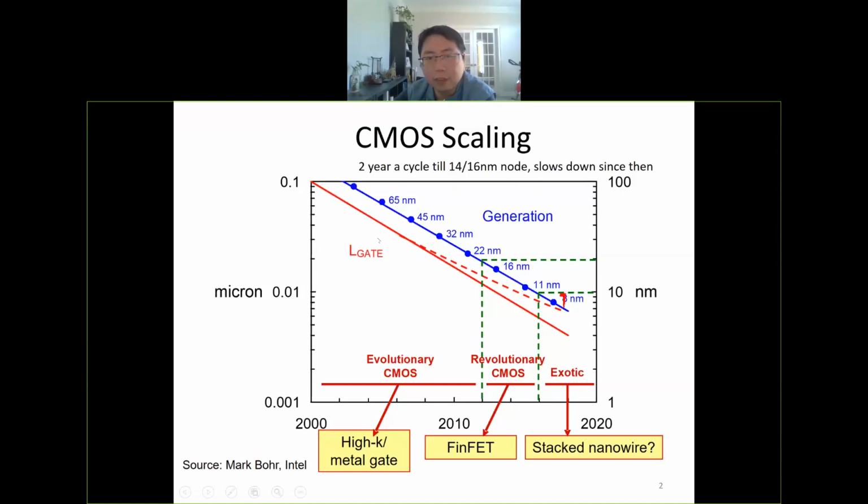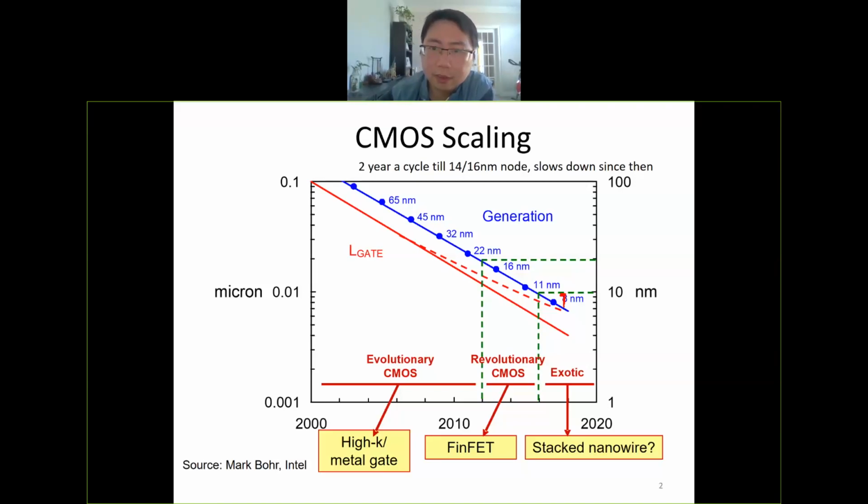And actually, for the physical dimension of the gate length, it deviates from the projection. So here the projection is a solid line, but the actual gate length, the dash line, actually deviates from the projection. It's not that small. This is because of the challenges in the scaling we will talk about next. It's very hard to make the transistor short. The channel has to be maintained for a certain distance from the source to the drain.